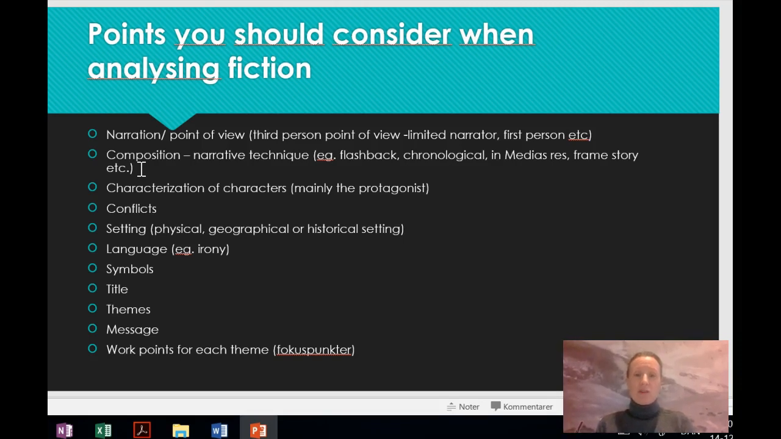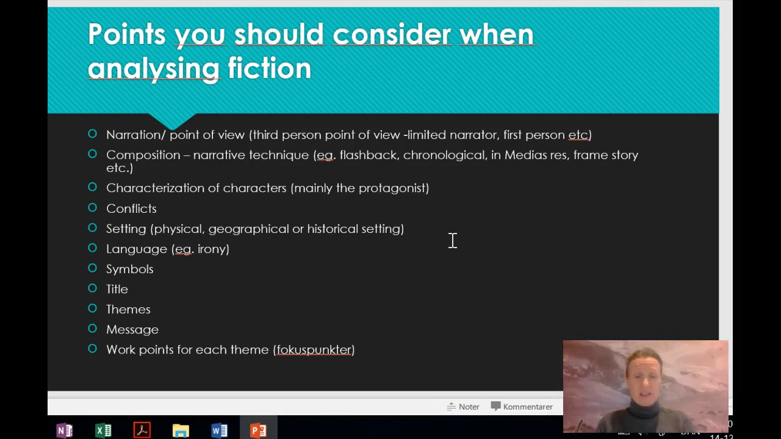Basically, you should only talk about this if it's necessary for the understanding of the text. Then obviously you should have a characterization of the main character, the protagonist, and the conflicts that are involved in this text.